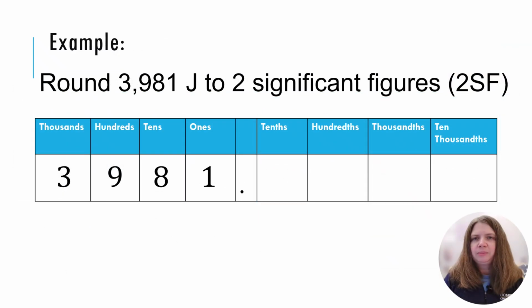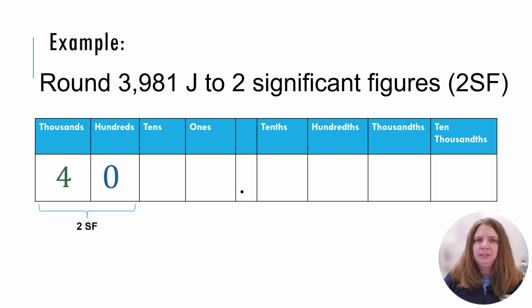Let's look at another example. Suppose we are asked to round 3,981 joules to 2 significant figures. We begin counting from the left. The first 2 significant digits are 3 and 9. We then look 1 digit to the right, which is an 8. Since 8 is greater than 5, we round up. The 8 causes a carry into the 9, turning it into a 10, which then carries again to the thousands place. The result is a 4 in the thousands place and a 0 in the hundreds place. We must then add zeros to preserve the magnitude of the number, giving 4,000.